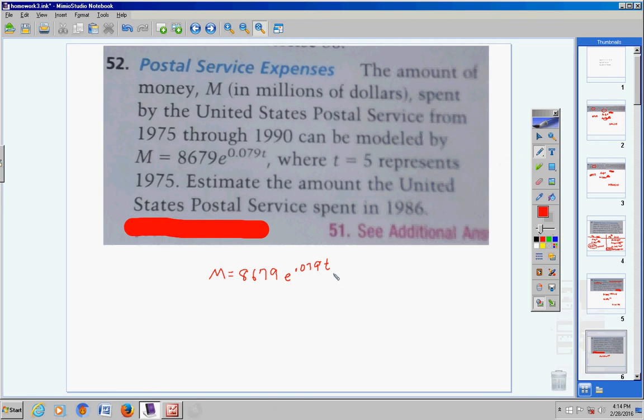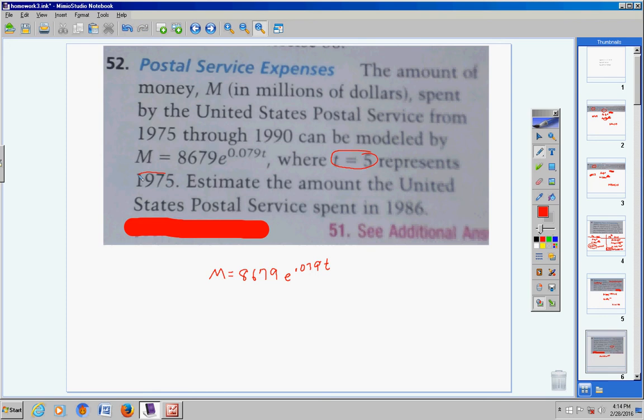Okay, students, sorry I had to pause the video there, but anyways, what this function does is you can put a T value in for T and get out how much the post office spent, or actually, you can put in how much they spent and get out what year it was. So either way is fine. Now here, they're saying estimate the amount spent in 1986. So we're going to put a number in for T and get out the amount that was spent.